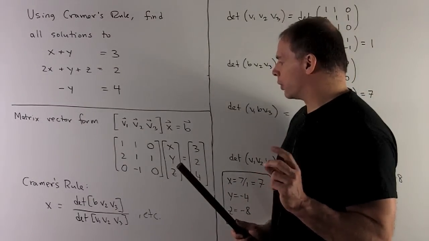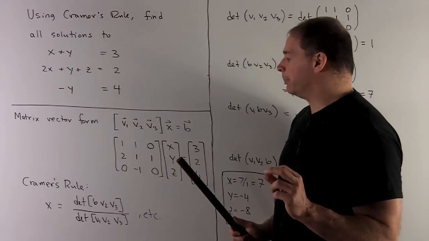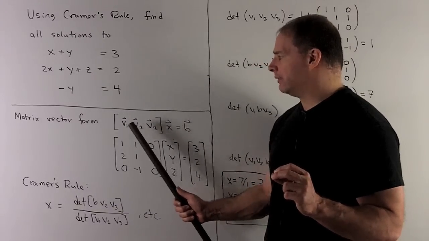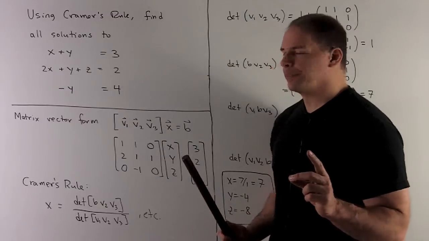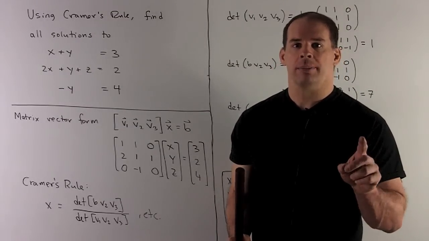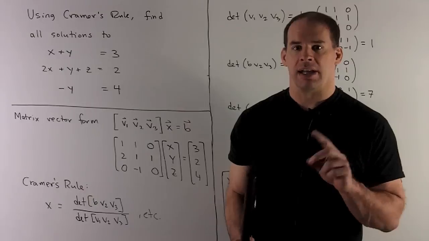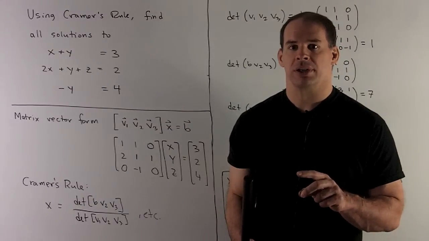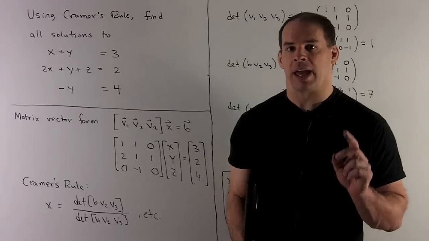Now, we're going to use Cramer's rule. What do we need? We're going to take each column of our matrix, and we'll call them V1, V2, and V3. I'm going to take V1 and replace it with B. I take the determinant, then I divide by the determinant of the original matrix. That's going to give me the first unknown, x.